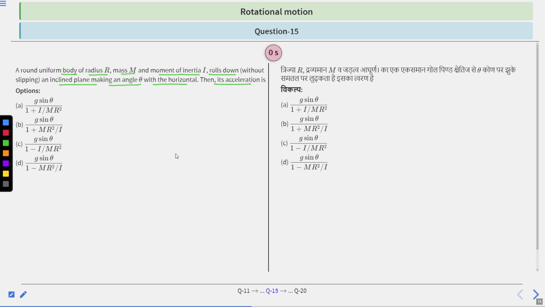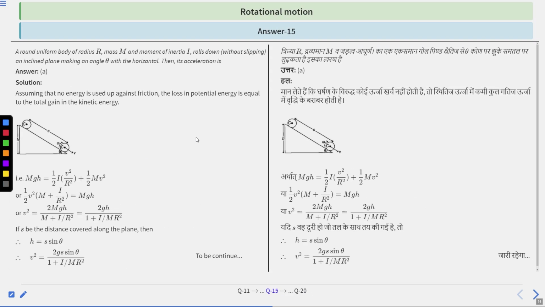Let's find the solution. Here we are assuming that no energy is used up against friction. The loss in potential energy is equal to the total gain in kinetic energy. Clear?